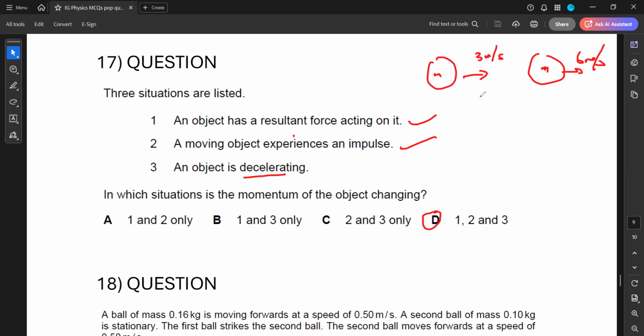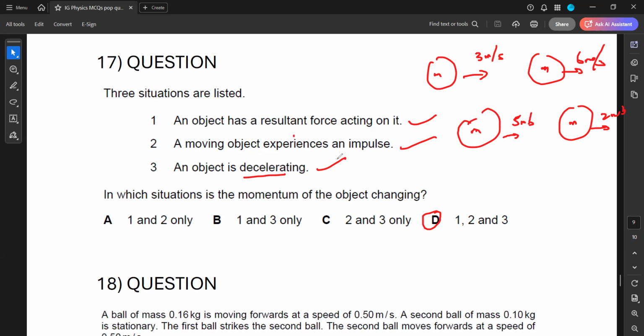Object is decelerating. Decelerating means the speed of an object decreases. Like an object is moving at a speed of 5 meters per second, then after some time the speed becomes 2 meters per second. That also means the object has a momentum change, because the product of mass and velocity changes. So in all of these situations, there is a change in momentum. So D will be the right answer.